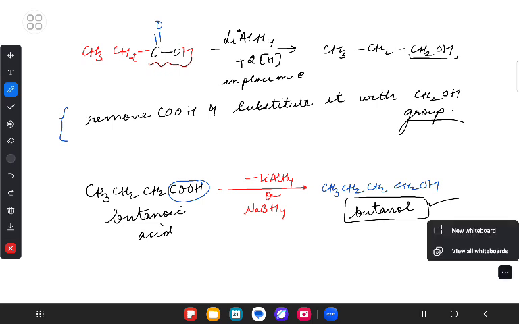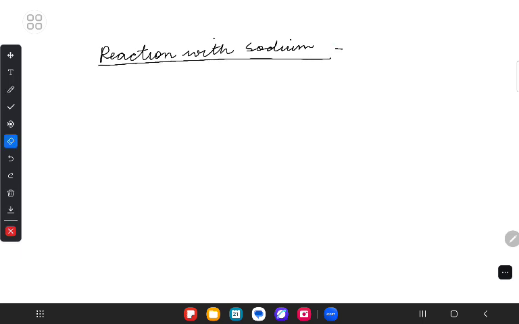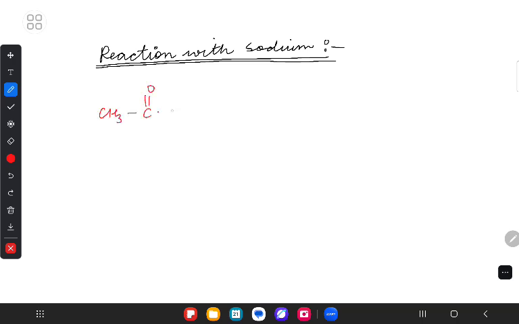One reaction, next reaction that we have for carboxylic acids is reaction with sodium. All right. So when we have this reaction, which is reaction with sodium, it basically means what? Just understand. So when we are dealing with the reaction with sodium, what does that mean? So we're going to have CH3COOH. Do you realize? And I have sodium with it.